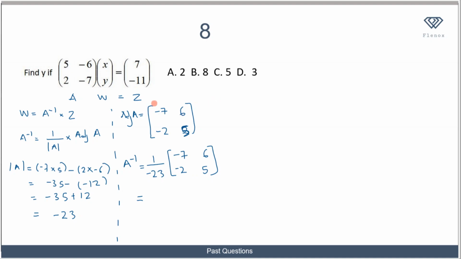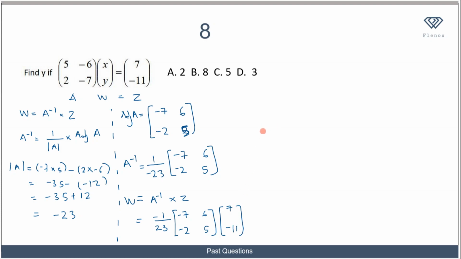So now let's look at what we are told: our W value is going to be the inverse of A times Z. So W is the inverse of A times Z. So what would that be? The inverse of A is minus 1 over 23 times what? Minus 7, 6, minus 2, 5. And the value of Z is what? 7 and minus 11. So I have 7 and minus 11.